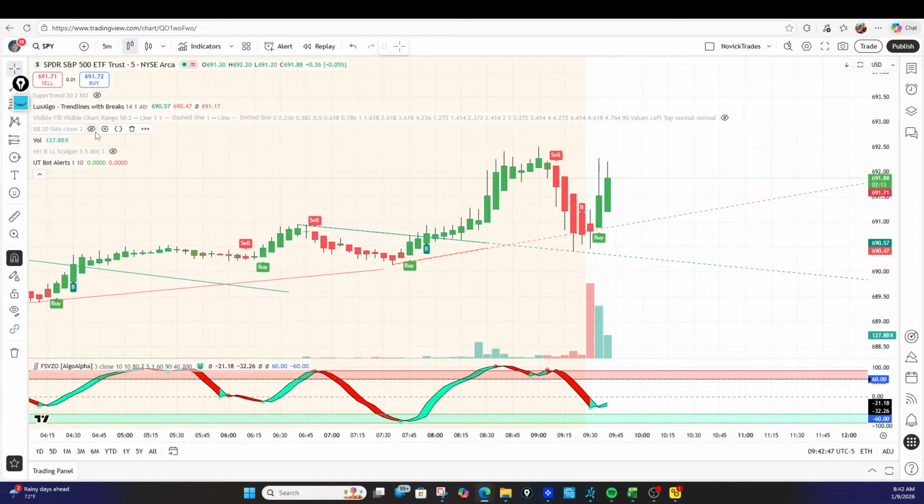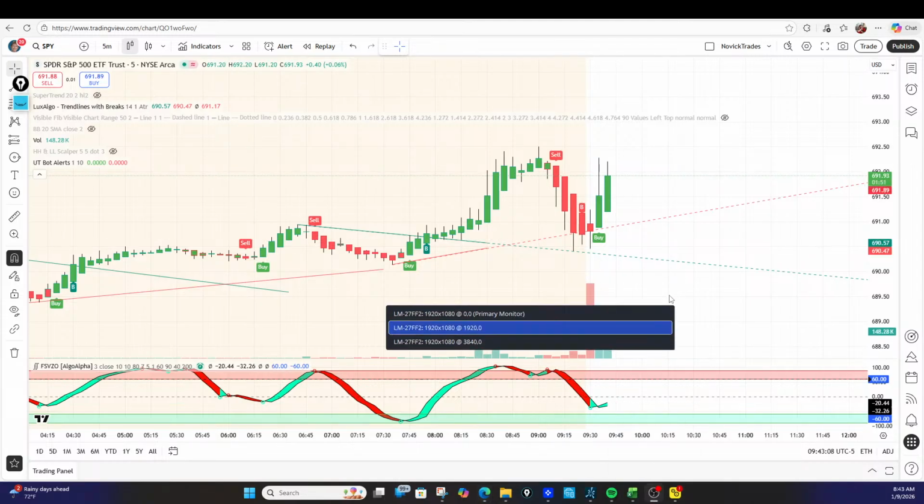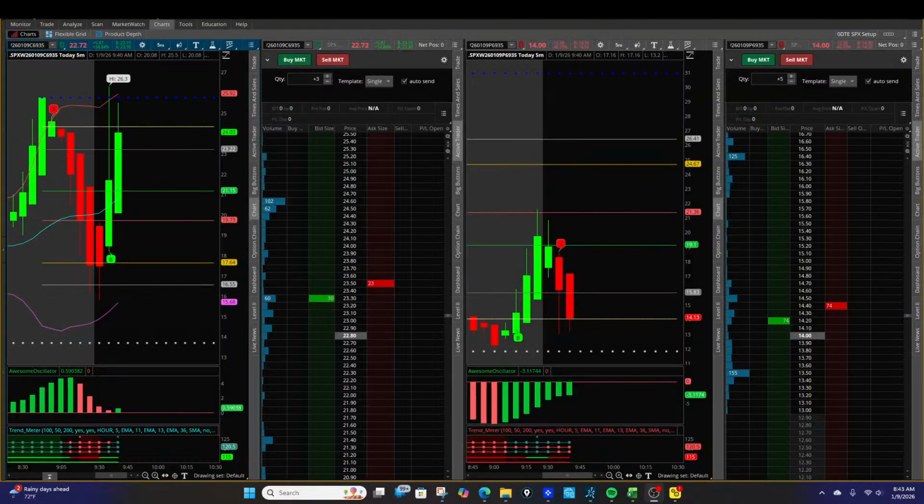I've also got trend lines in this. That's what these dotted lines and solid lines are, trend lines. And the break is when you see a B. That's not a buy, that's a break. And that just means it went through that trend line. Okay, so now I'm going to take us back to the Thinkorswim chart.